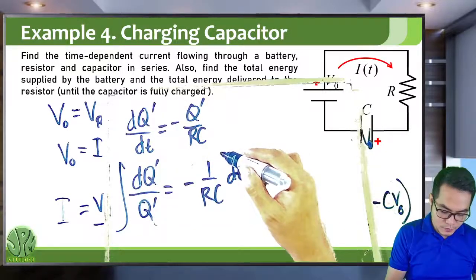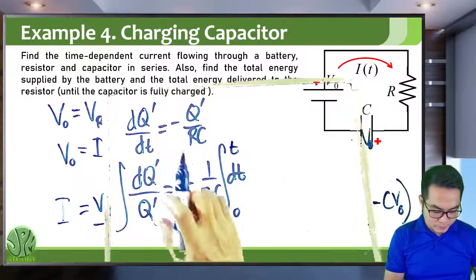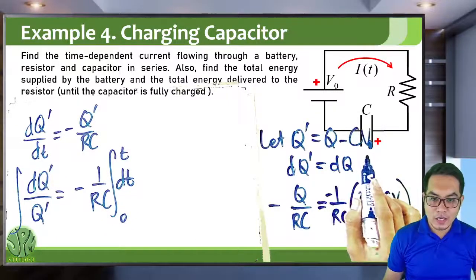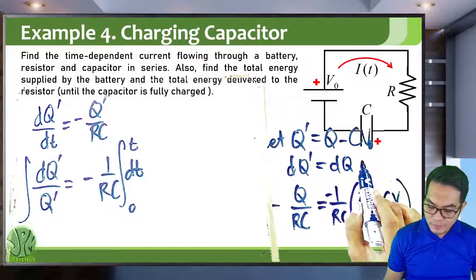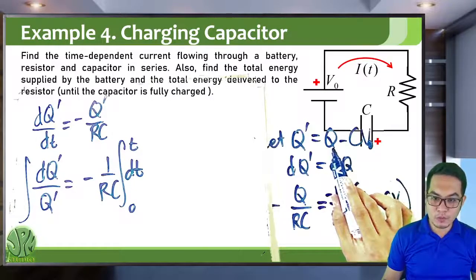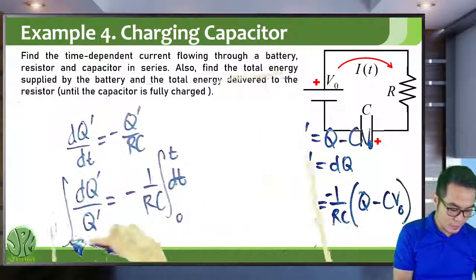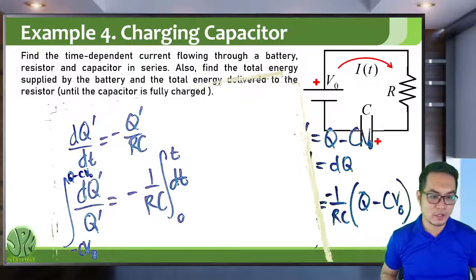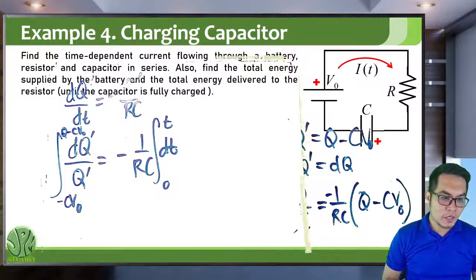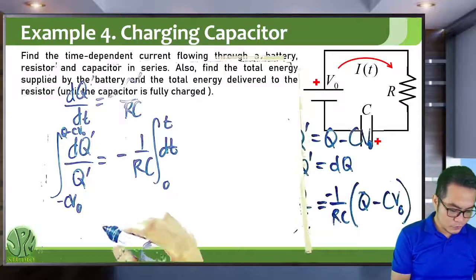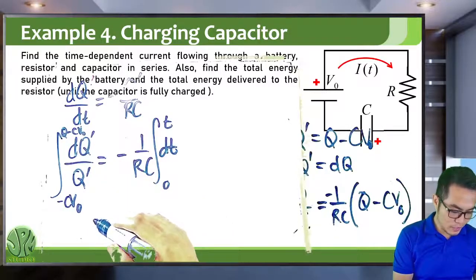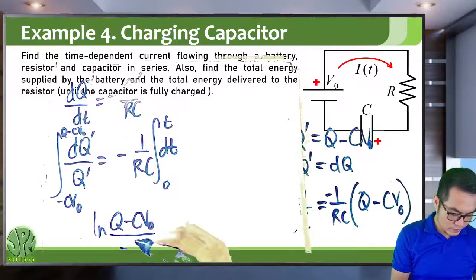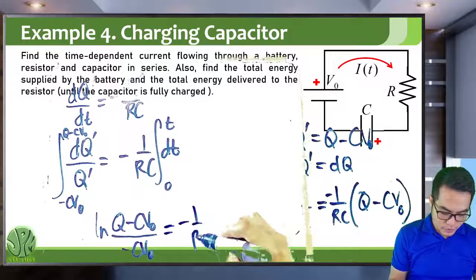Integrate this from 0 to t. But now the value of q prime at time equal to 0 is when q is equal to 0. So that will give you negative CV naught. So the lower limit here is negative CV naught, and the upper limit is q minus CV naught. So you can now solve for q. This is ln of q prime, so ln of q minus CV naught over negative CV naught is equal to negative 1 over RC times t.